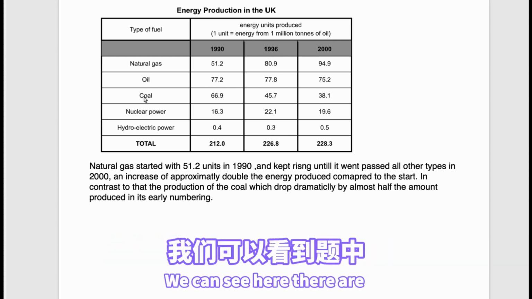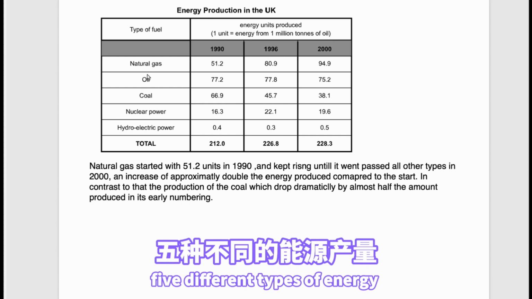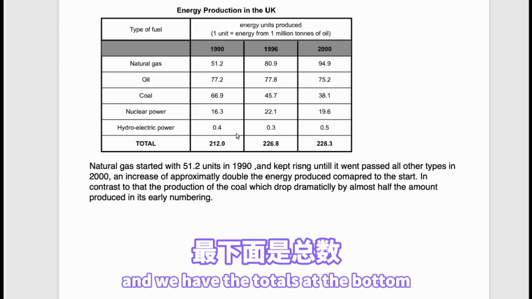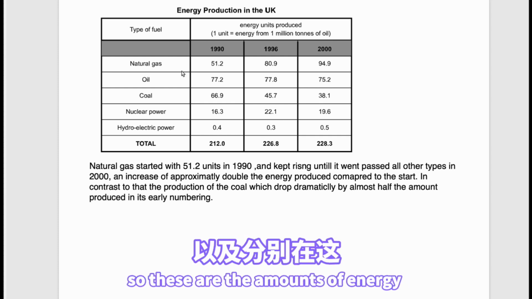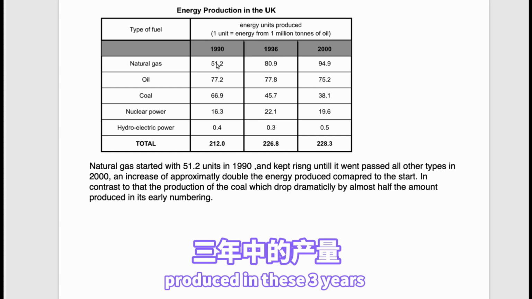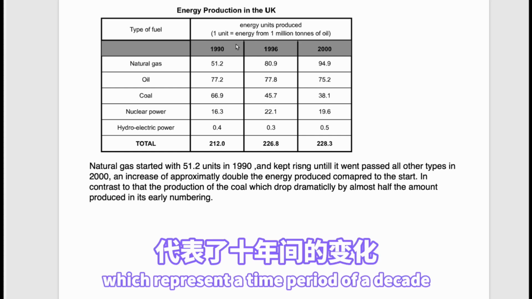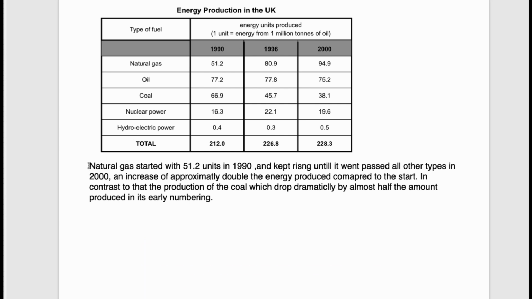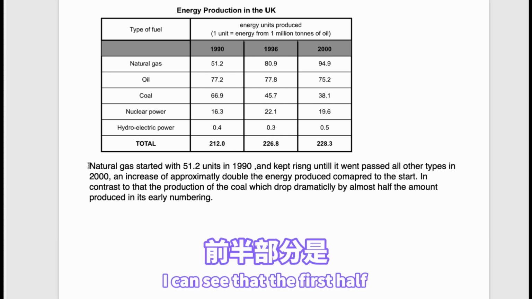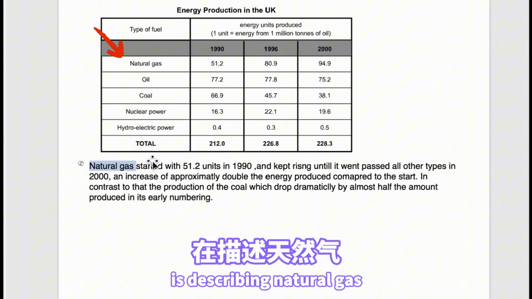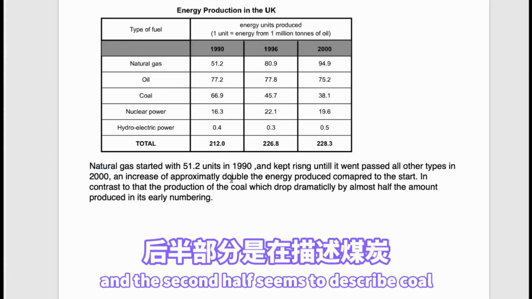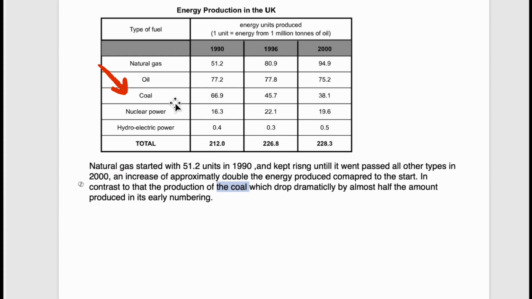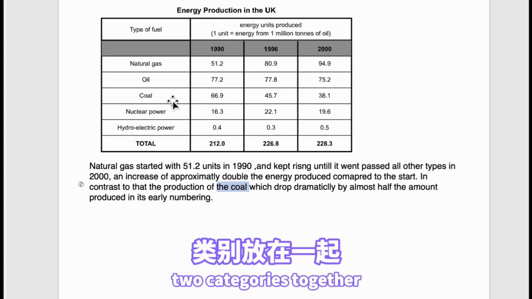We can see here there are 5 different types of energy that are produced, and we have the totals at the bottom. So these are the amounts of energy produced in these 3 years, which represent a time period of a decade. So we can see here that someone has written a paragraph, and when I look at it, I can see that the first half is describing natural gas, and the second half seems to describe coal. So this writer has put these two categories together.